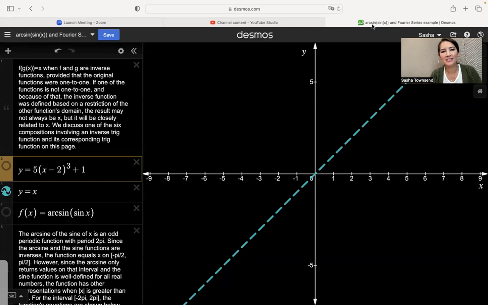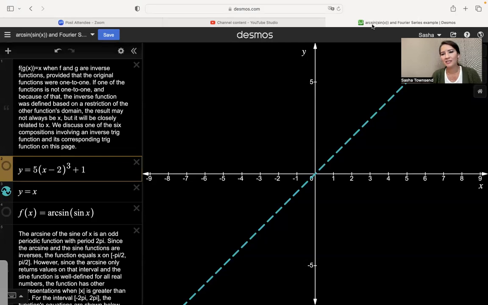In this video, we discuss the composite functions involving our inverse trig functions and the corresponding trigonometric functions. I just thought it was an interesting comment that when you take the inverse function and you take its composite with the original function, you should always get y equals x, provided that the original function was 1-to-1.